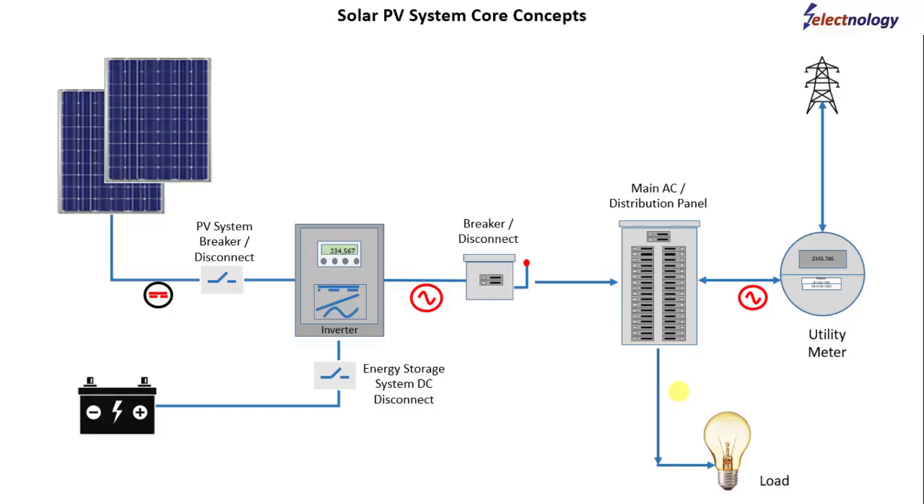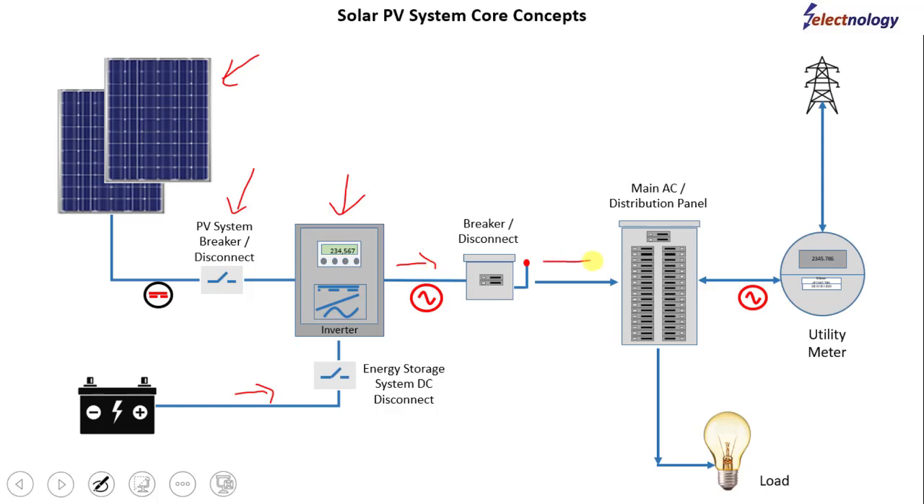A solar PV system basically consists of a number of components, and here you can see that it consists of solar PV modules. Then you can have some breakers or disconnects and cables, and the cables are connected to the inverter. To the inverter we can have a battery bank or batteries connected. Then the inverter output is connected to another main breaker disconnect.